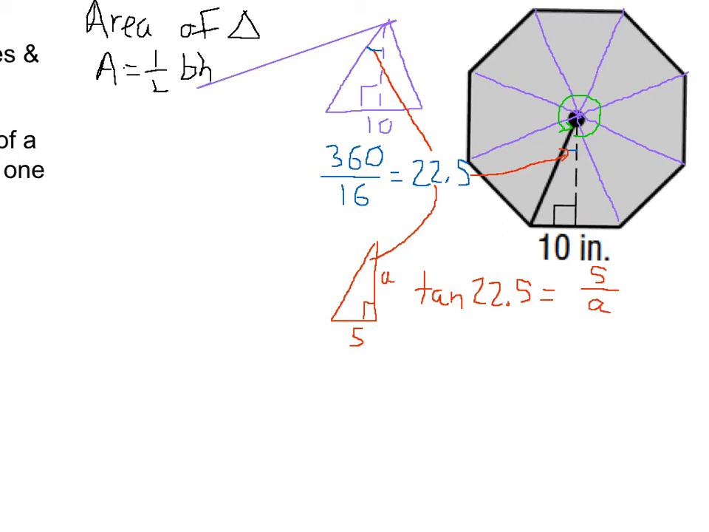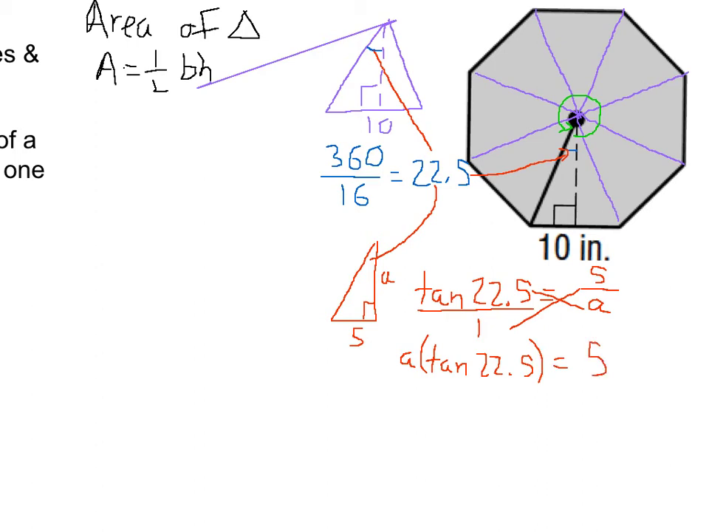To solve this, I like to turn this into a fraction and then cross multiply. You don't have to do it this way. I think it makes it always the same, so there's a little bit less guesswork if you have trouble remembering, do I divide, do I multiply, what do I do? I turn this into a fraction so then I can just cross multiply. So I get A times the tangent of 22.5 equals 5 times 1, which is just 5.